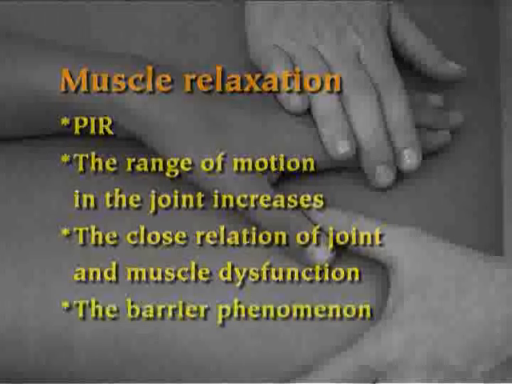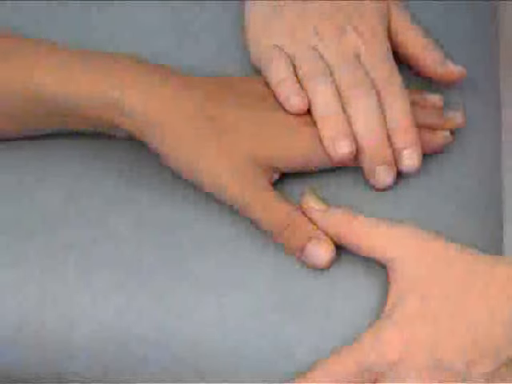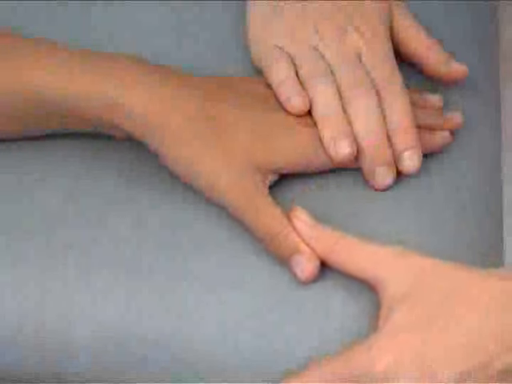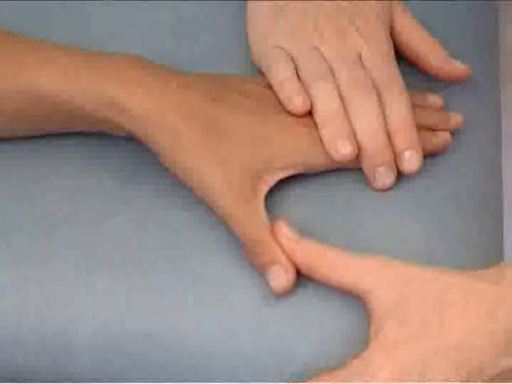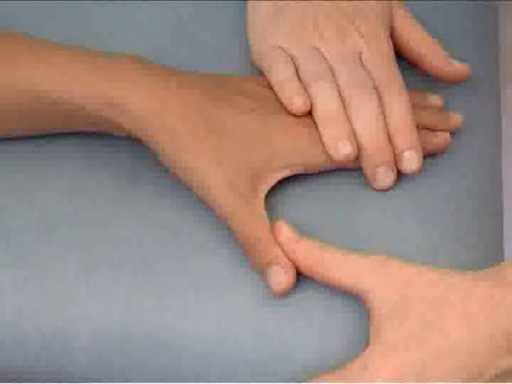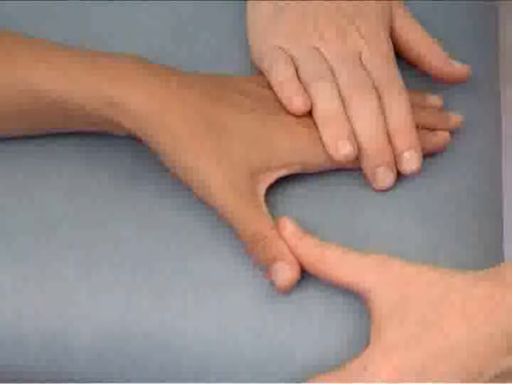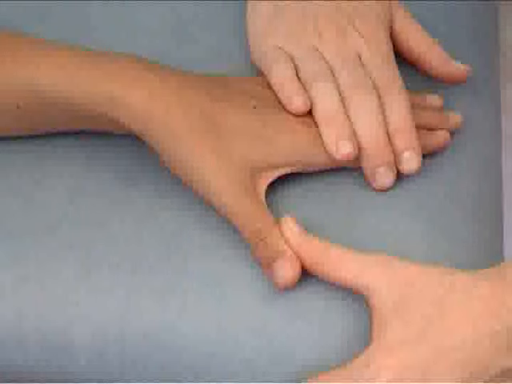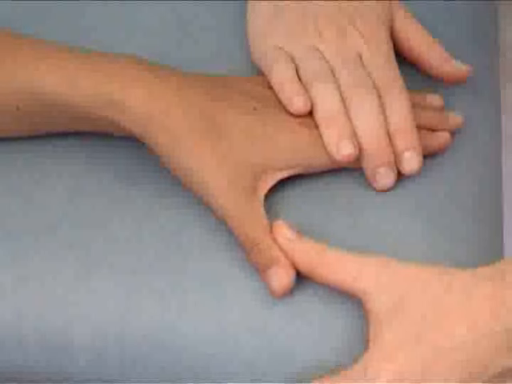With post-isometric relaxation, the first step is again to take up the slack in the direction opposite to the muscle's activity. If, for example, a trigger point is in an adductor, we take up the slack into abduction. The patient is then asked to contract his muscle with a minimum force, in our case into adduction, and we resist him isometrically for 5 to 10 seconds, after which he is asked to let go.